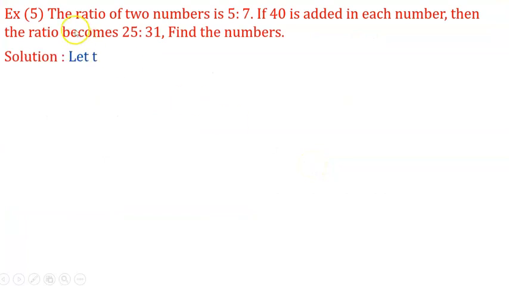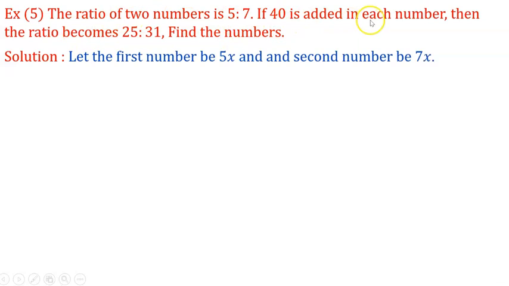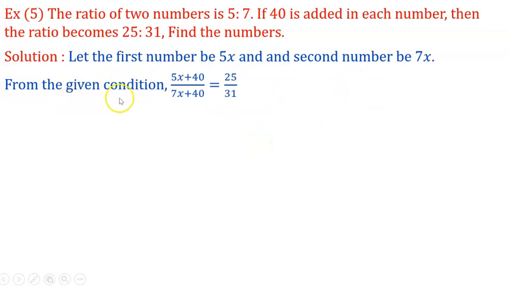Example number 5. The ratio of two numbers is 5:7. If 40 is added to each number, then the ratio becomes 25:31. Find the numbers. Let the first number be 5x and the second number be 7x. From the given condition, (5x + 40)/(7x + 40) = 25/31.